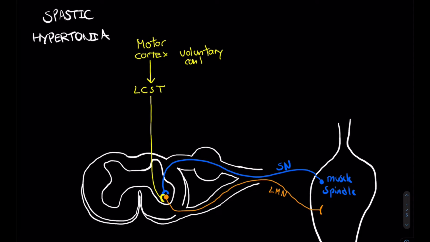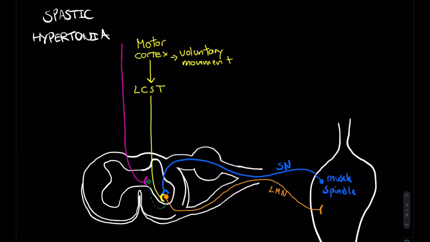Now, another thing to consider is that we have other tracts that come down through your spinal cord from, let's say, the reticular formation in the brainstem. And these ones will actually do something else. They will come and synapse with an inhibitory neuron, which will go inhibit your lower motor neurons.